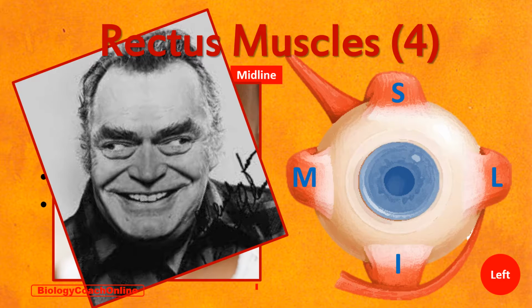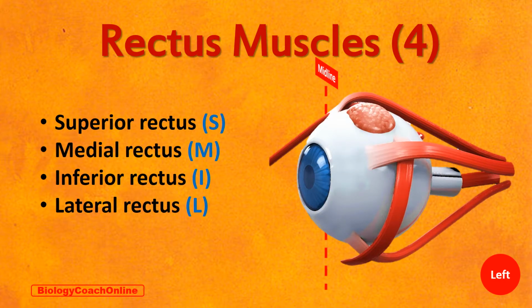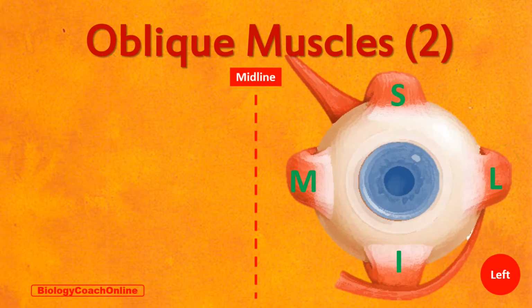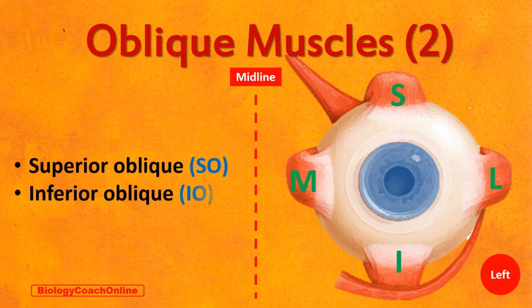Now if we turn to the right, then we can see the rectus muscles from the lateral aspect. So you have the superior rectus here, the medial rectus is tucked away back here, the inferior rectus here, and the lateral rectus here. Now in this illustration you can see how these 4 muscles diverge from the back of the socket. Now if we go back to the frontal view of the left eye, we have the 2 oblique muscles. They are the superior oblique and the inferior oblique.